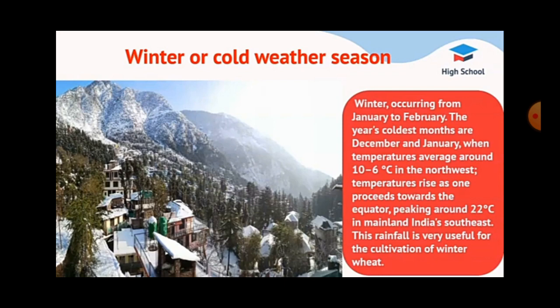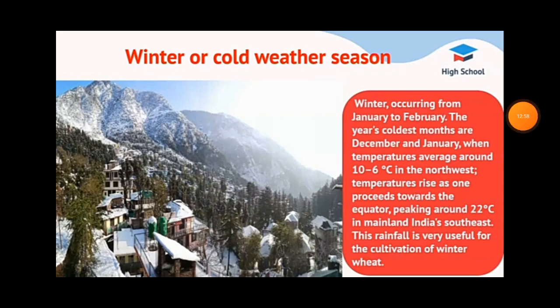The cold weather season is characterized by clear skies, fine weather, light winds and low humidity. The rain during this season generally occurs over the western Himalayas, Tamil Nadu and Kerala. Western disturbances are the main rain-bearing system in the northern part of the country. They cause rainfall in Punjab, Haryana and Himachal Pradesh, and snowfall in the hills of Jammu and Kashmir.